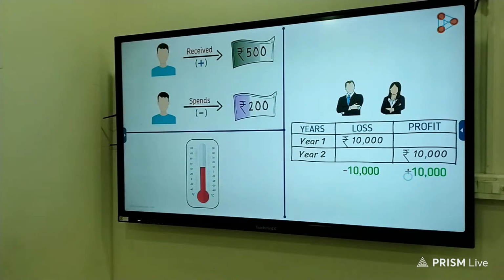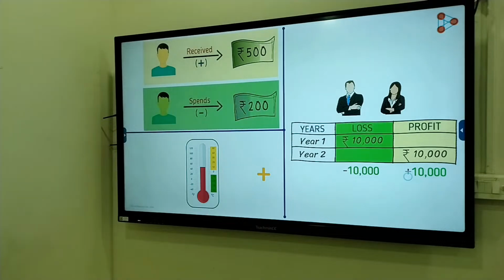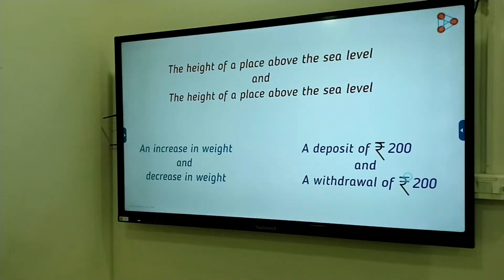As per these illustrations, we can say that the temperature above 0 degree or the income or savings of a person or profits can be represented using the plus sign. And their opposites, like temperature below 0 degree or expenditure or losses, can be represented using the minus sign. There can be many more situations which can be denoted by a number with a plus sign or a minus sign. And to write its opposite situation, we can change the sign of the number representing it.